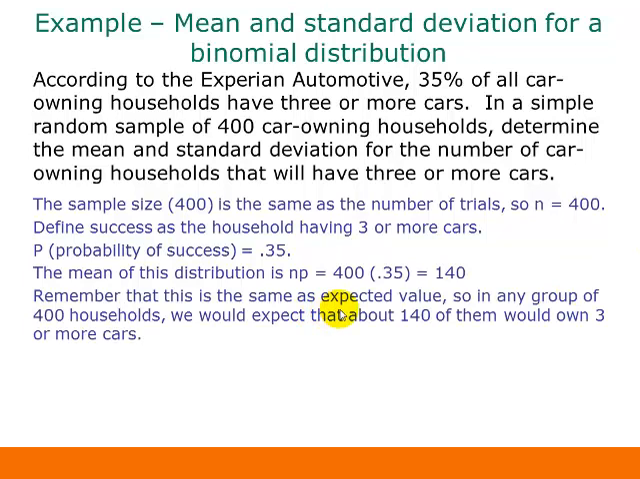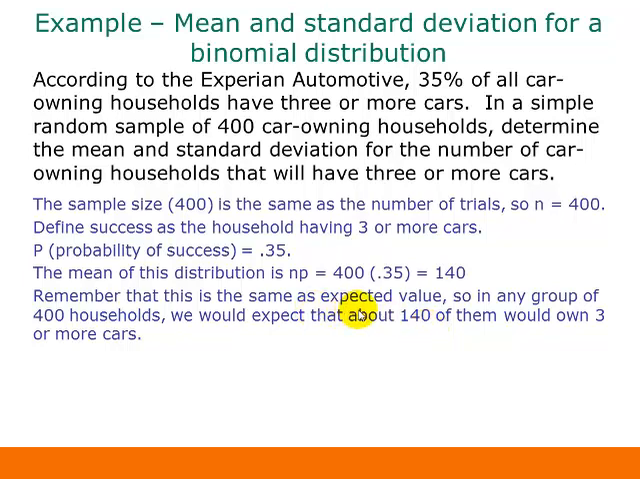This is the same as the expected value, so in any group of 400 households we would expect that about 140 of them would own 3 or more cars. Now that's a little bit misleading because if we picked out several different samples of 400 households, that doesn't mean that necessarily any of them would have exactly 140 successes.